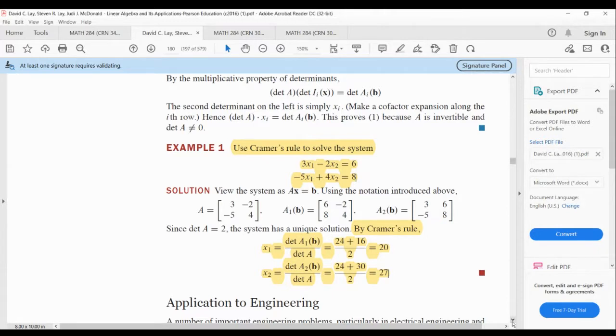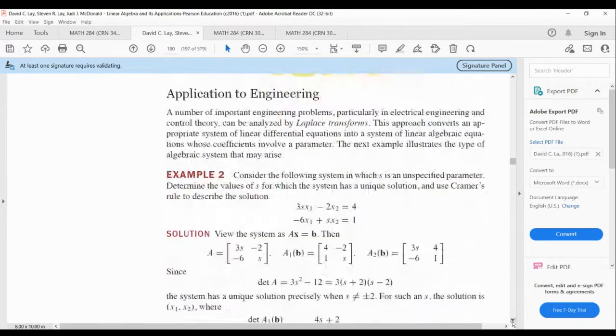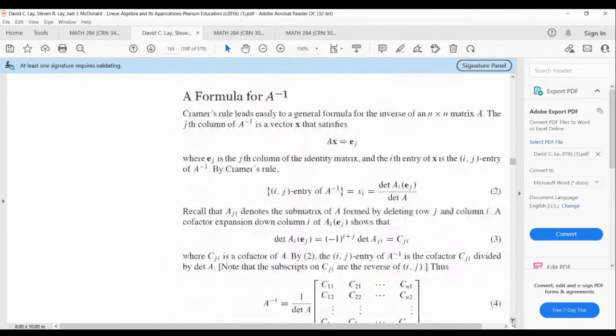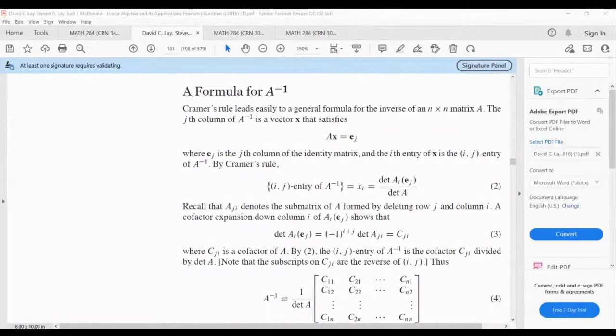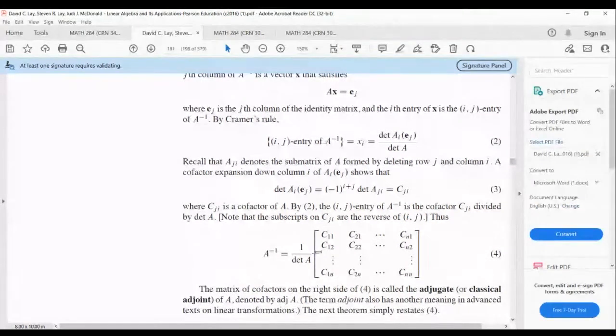Now, the book also, okay, let me just go down here. So they do another example, example 2, where they have some variables. The book also talks about finding another formula for A inverse. So you can actually use Cramer's rule to get a formula for finding the inverse. And the formula is right here.